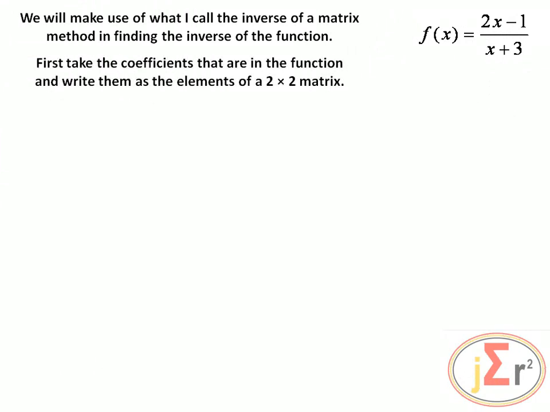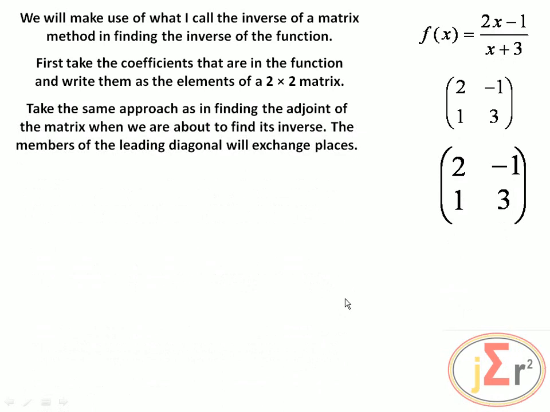First, take the coefficients that are in the function and write them as the coefficients of a 2 by 2 matrix. So 2, -1, 1, 3. How easy so far. Take the same approach as in finding the adjoint of the matrix when we are about to find its inverse. The members of the leading diagonal will exchange places with the members of the leading diagonal, like so.